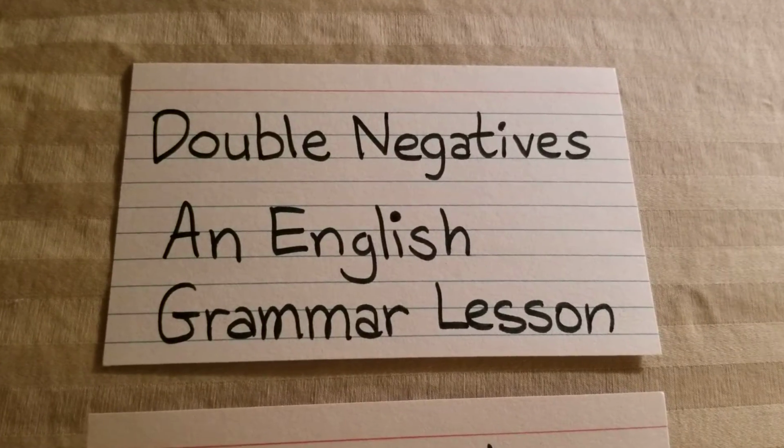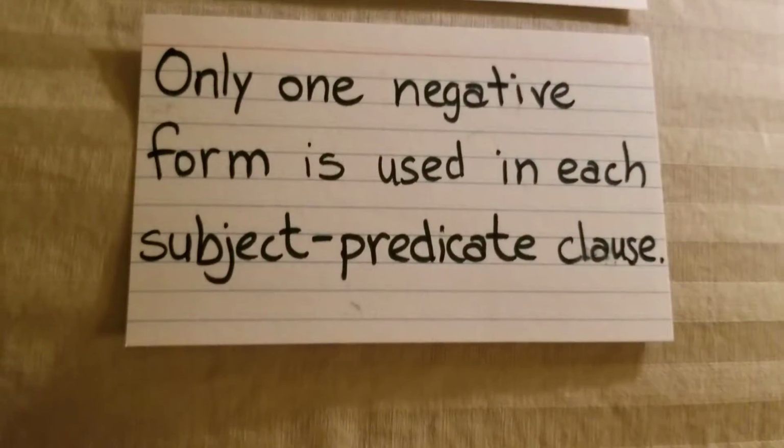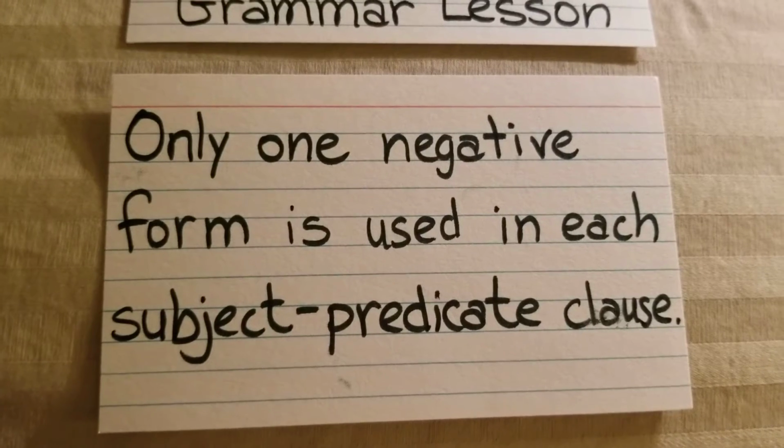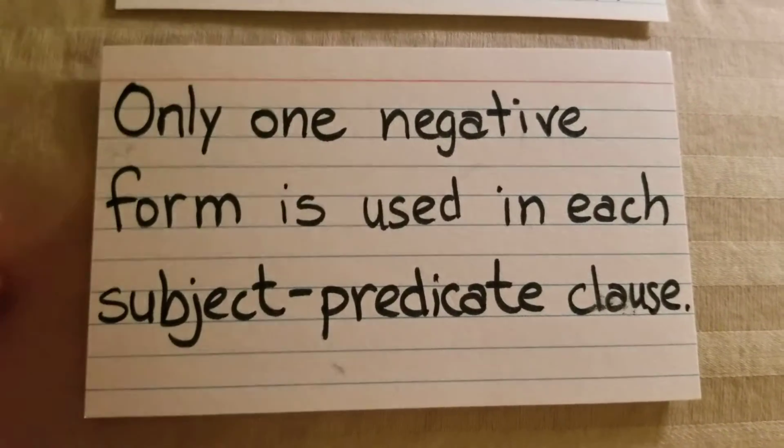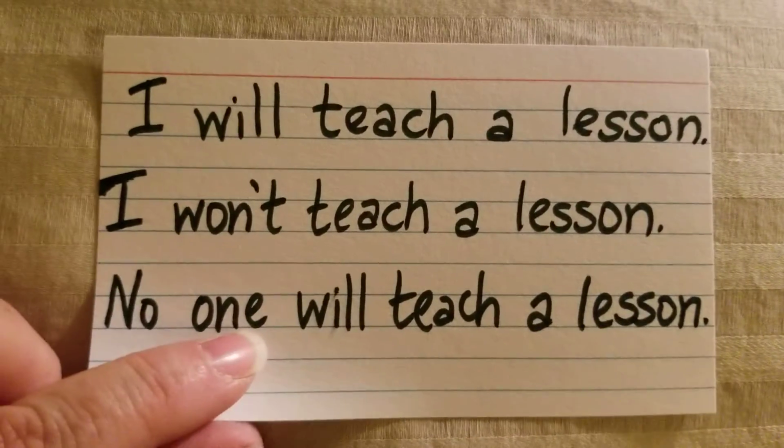Double negatives, an English grammar lesson where only one negative form is used in each subject predicate clause. Now, what does that mean? Let me share with you some examples so I can help explain it.